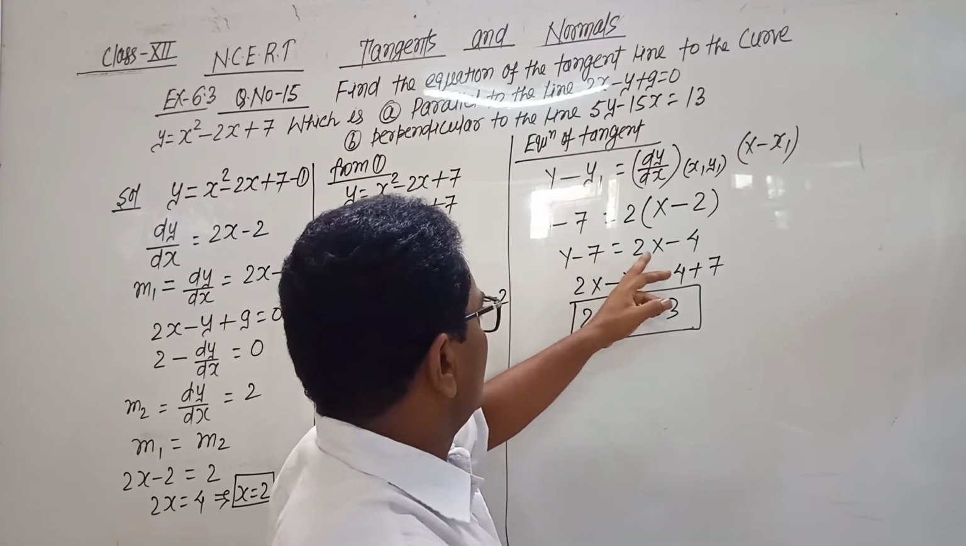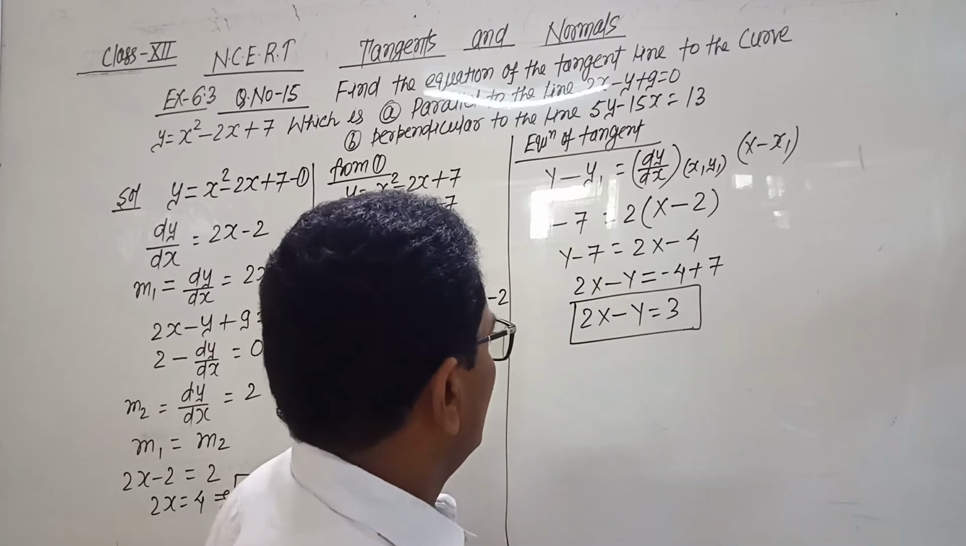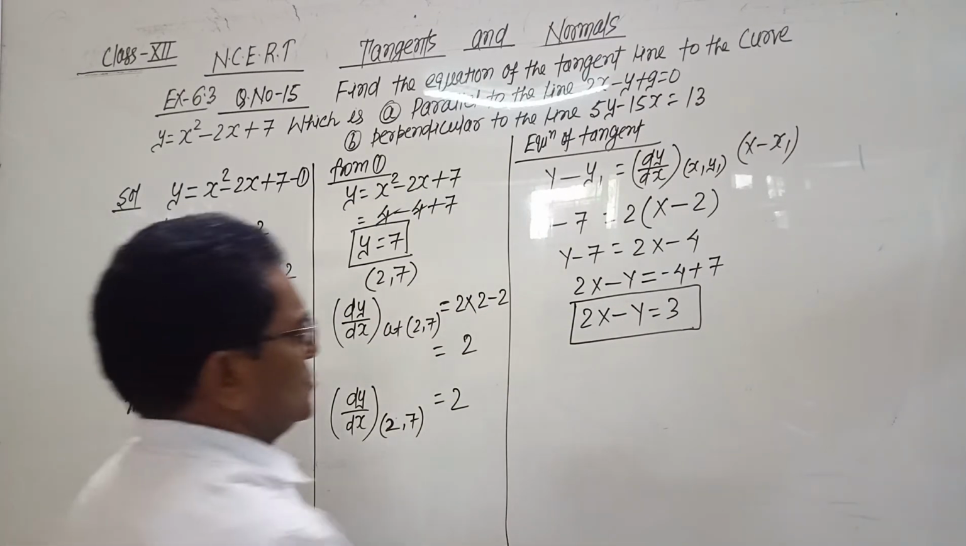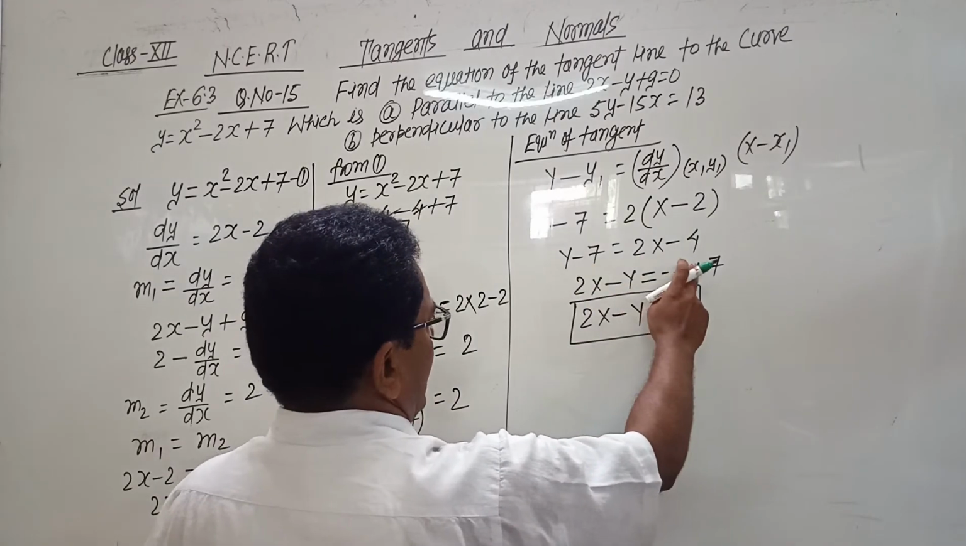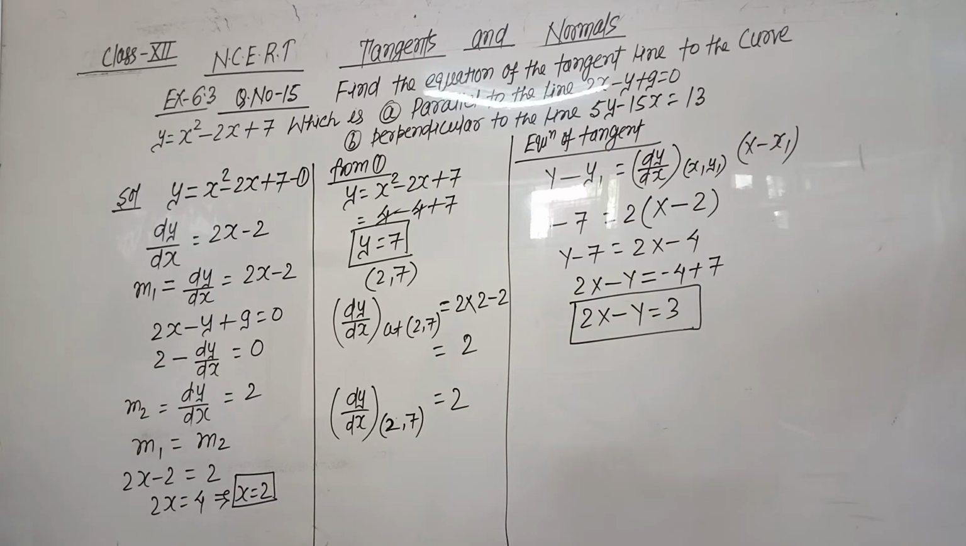Y minus 7 equals 2x minus 4, so 2x as it is, minus y, and minus 4 plus 7, we get plus 3. So 2x minus y equals 3. This is the equation of the tangent.